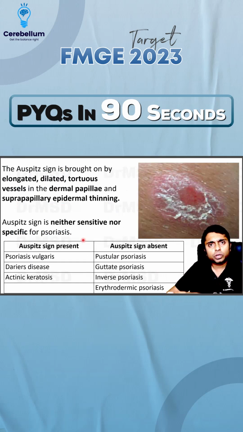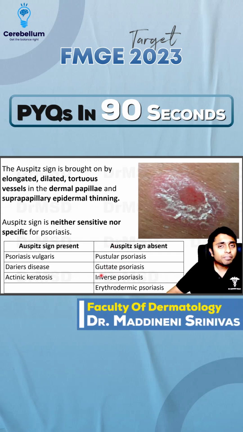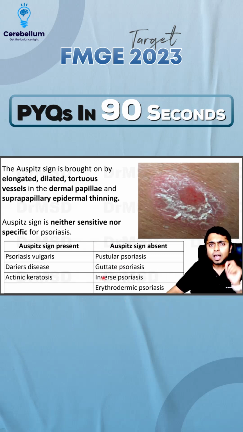Okay, other types of psoriasis in which Auspitz sign is absent are guttate psoriasis and inverse psoriasis, which is also called as flexural psoriasis, and erythrodermic psoriasis. One question for all of you: guttate psoriasis is associated with one bacterial infection. If you know the answer for this, please leave it in the comment section.